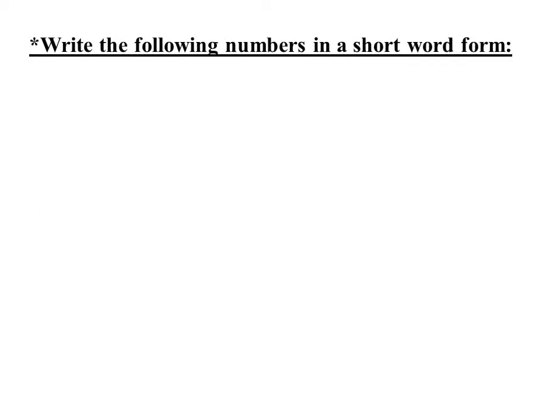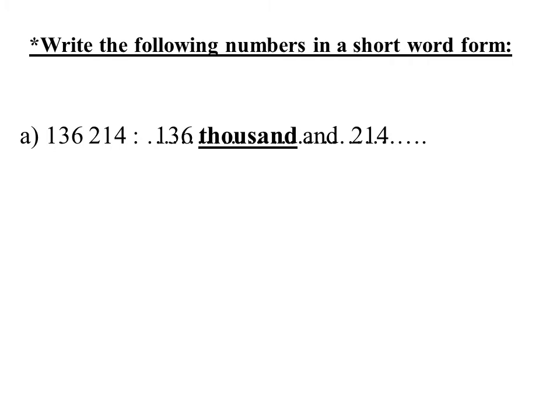Write the following numbers in short word form. As we said, short word form means we have to use letters and digits. We have to use digits for the number and letters for the family name. The first one, 136,214. So we write 136, then we write by the letters thousand and 214.